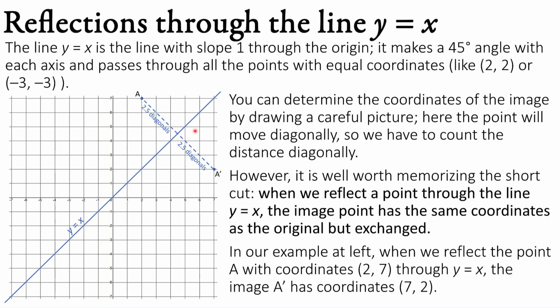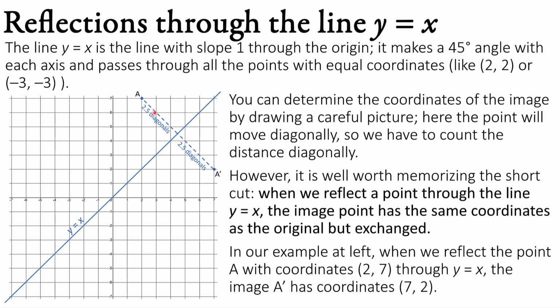The last type of line I want you to be able to reflect through in this unit is the line y equals x. That's the line with slope 1 that passes through the origin. It makes a 45-degree angle with each axis and passes through all the points with equal coordinates, like it passes through 2, 2, and 3, 3, and 3, minus 3. This is the line y equals x.